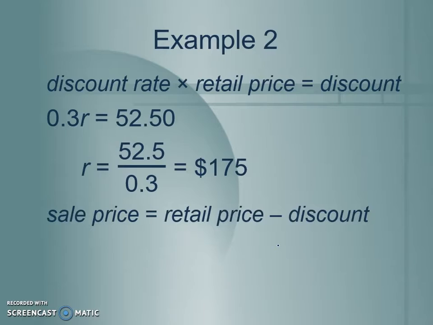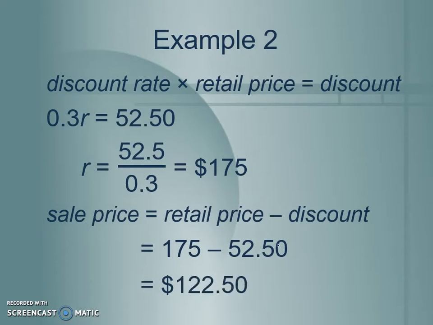Then we can take our sale price equation. Sale price equals the retail price minus the discount, which was $175 minus the $52.50 he saved, and we find out that he paid $122.50.